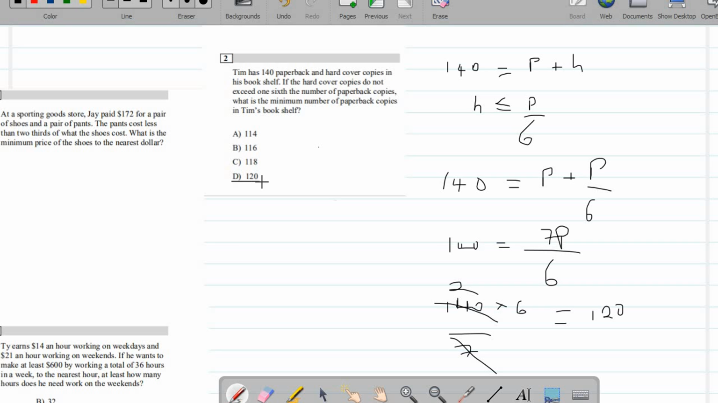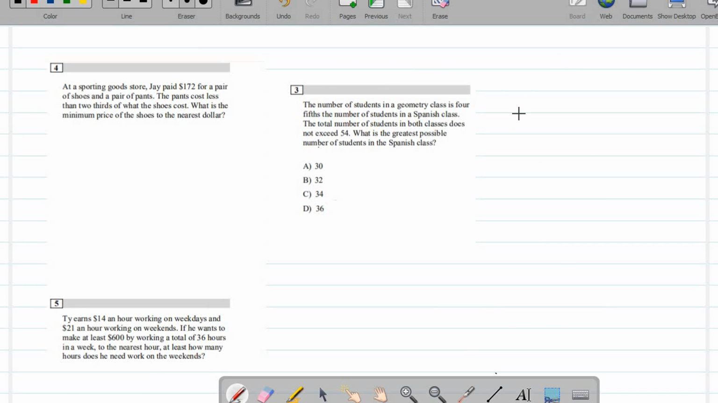Because the maximum number of H is actually 120 over 6. So 120 divided by 6 is actually 20. So the maximum number you could have for hardcover copy is 20. If the maximum of hardcover is 20, then the minimum of paperback is 120. Both of them will give you 140. So let's move on.